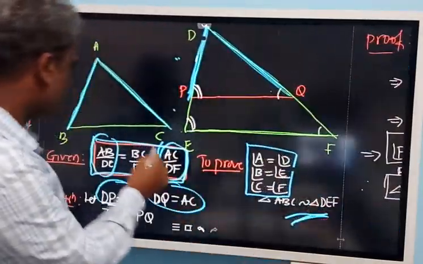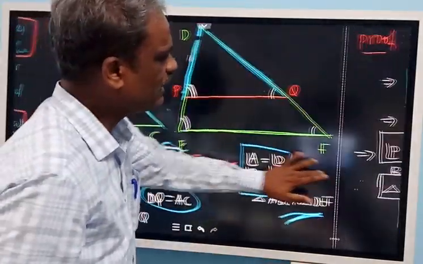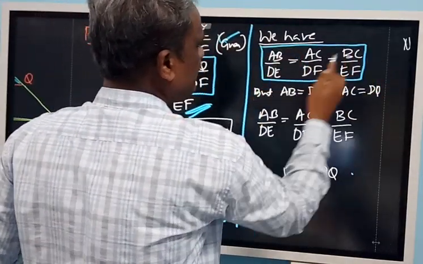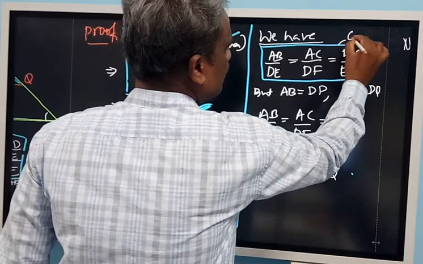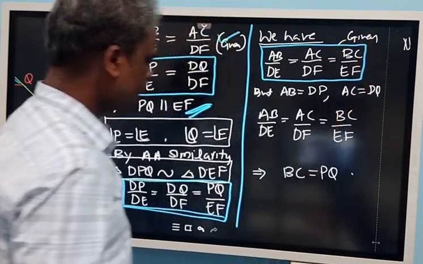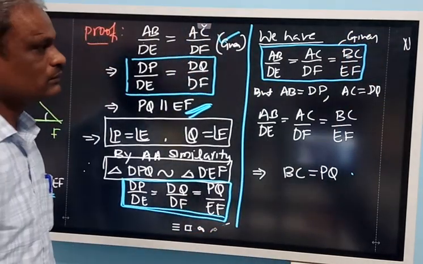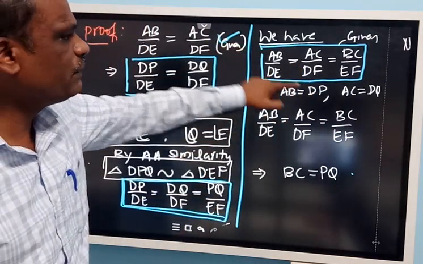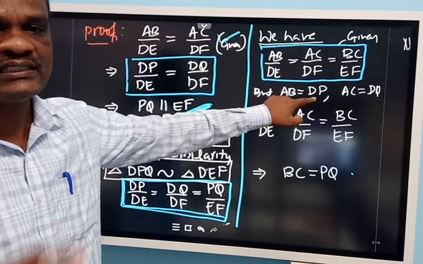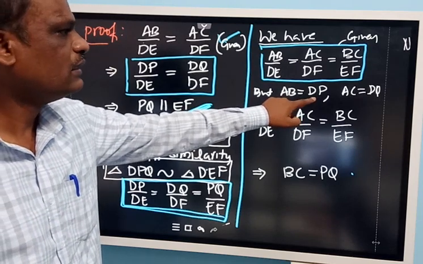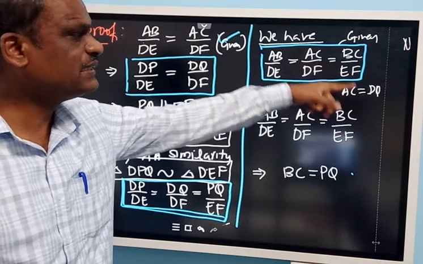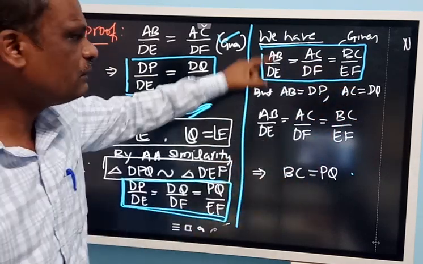Same thing here. What is given, I have written once again here. So this is what is given in the data. This one we proved, and this is given. Now what do you do? Replace AB by DP, because we constructed AB equal to DP. Replace AC by DQ, because we constructed AC equal to DQ. Once you replace, what happens?